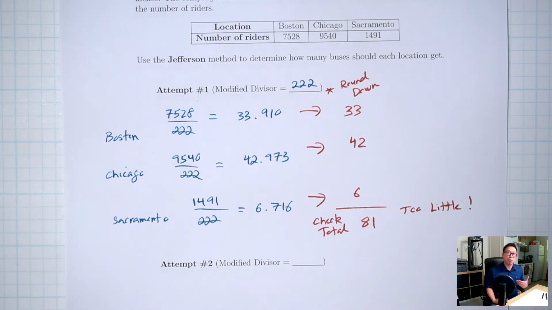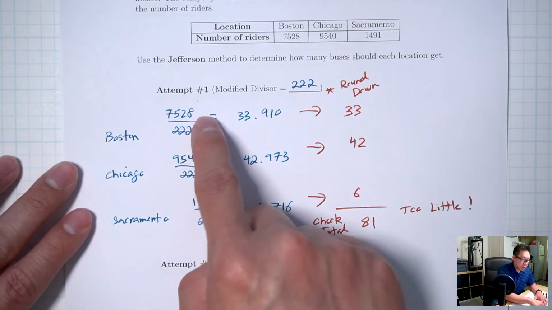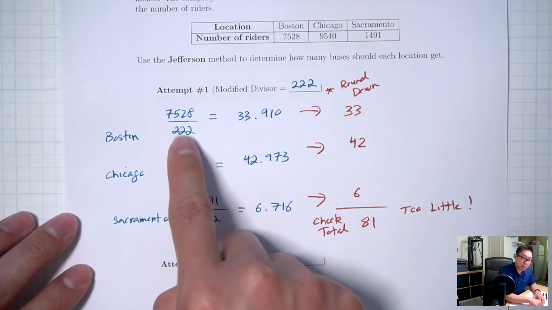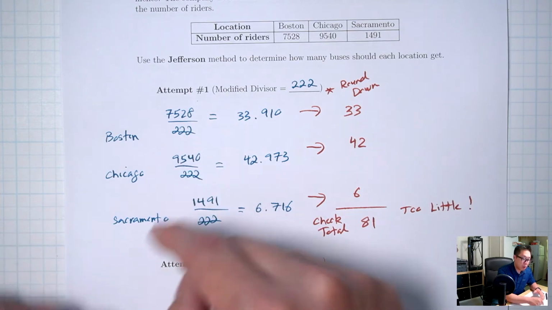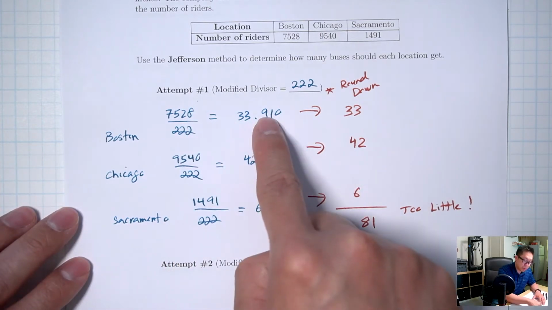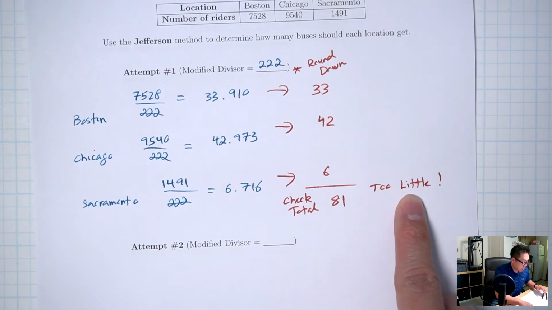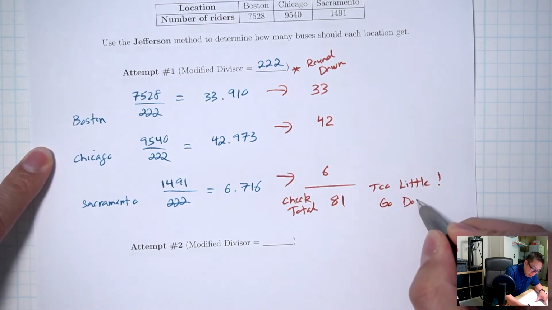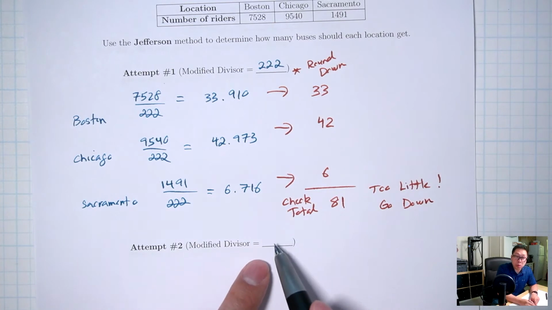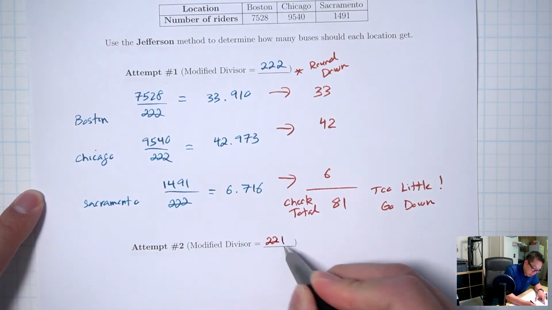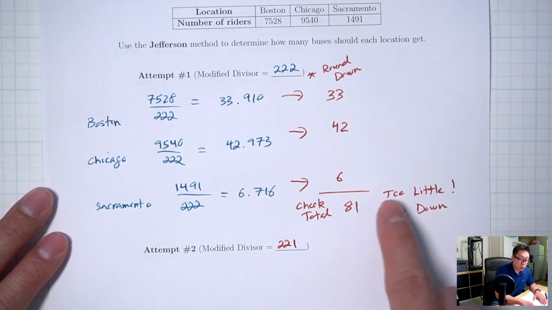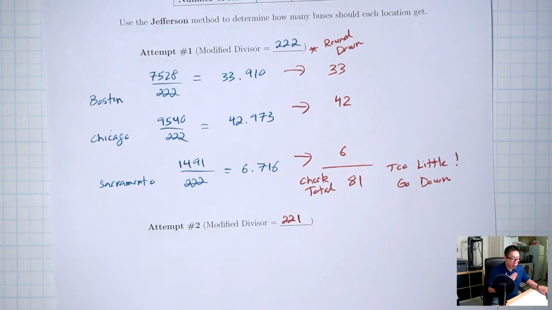And here's where you have to think back to what you know about division. Dividing by a smaller number should give you a bigger number overall, right? So we want to divide by a smaller number here instead of 222, right? So if I divide by a smaller number, overall, I should get bigger numbers here. So if it's too little, I should go down. And we're going to go down to 221, and then we're going to try it again. All right, so if it's too little, you'll go down. If it's too much, you'll go up. So we're going to try it again with 221.